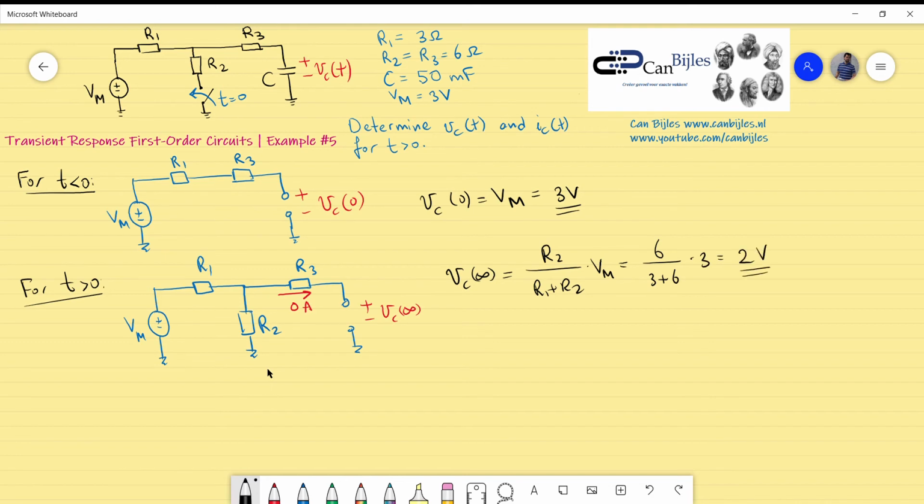Okay, we already have 2 of the 3 unknowns, because we would like to know the formula for VC, which requires 3 unknowns. You already know that from the previous examples. We need the initial condition, we need the final condition or the steady state condition, and we need the time constant. So let's write it down to clarify the situation more.